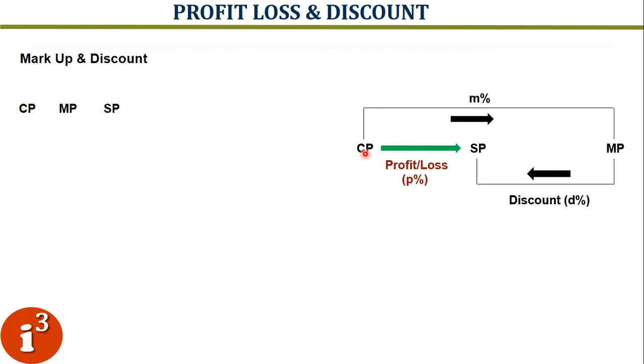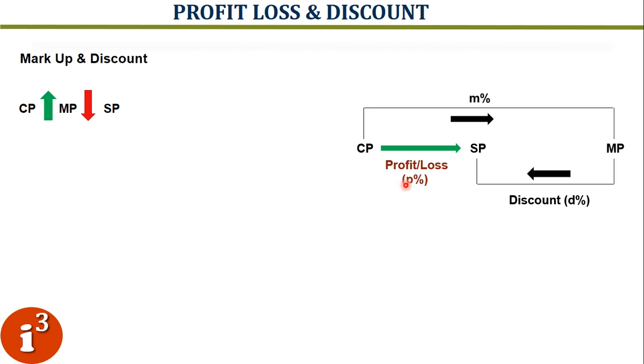So what you are doing, you are basically increasing the cost price by m% once, and then successively reducing that same thing by d%. So there is a successive change in percentage on the cost price. To the cost price, you increase by m% to mark price, and then you reduce by d% to reach back to SP. And your final change in percentage is your p%, that is the profit or loss percentage. You have learned this concept of successive change in percentages in the module of percentage one.